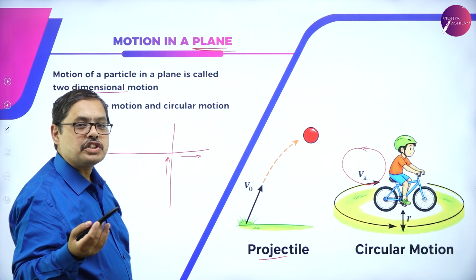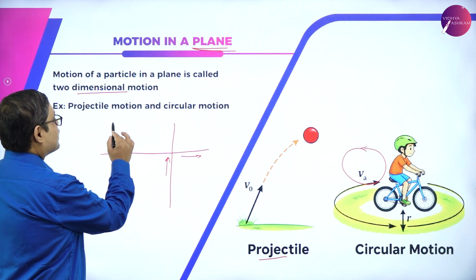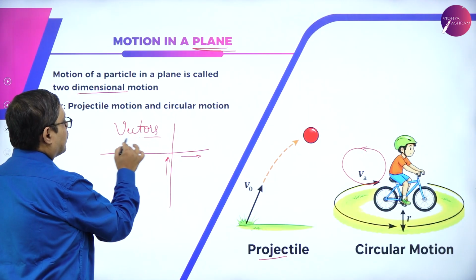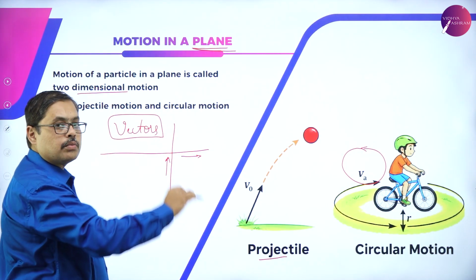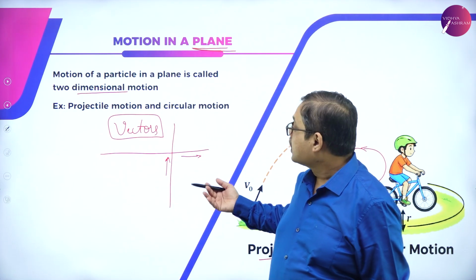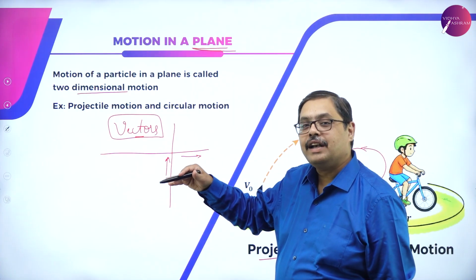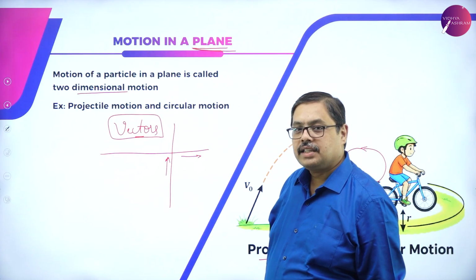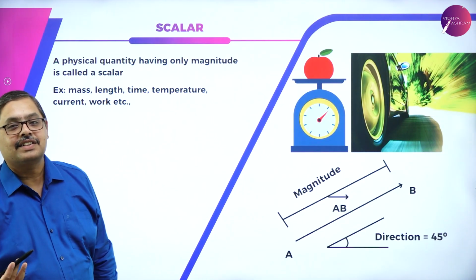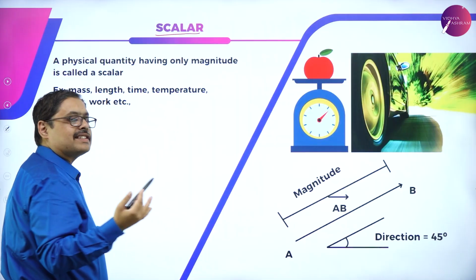To understand such types of motions, that is two-dimensional motions, we require something called as vectors. These are mathematical objects which are used to represent these types of motions. So to better understand motion in a plane, we need to completely understand what are vectors, what are its types, and how to operate vectors mathematically. Let us check them one by one. Once I say vector, I will have to invariably understand the opposite part of it, which is nothing but a scalar. What is a scalar?